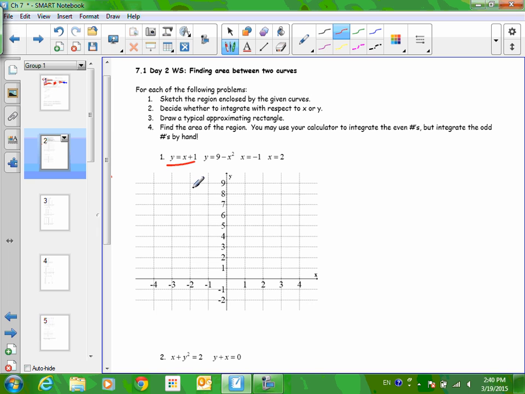So how do you guys feel about graphing y equals x plus 1? Good. You should feel good. It's a line. And how many years have you been graphing lines? A lot. Okay, at least since 8th grade. All right, for most of you. Okay, so y equals x plus 1, and let's go ahead and label it. y equals x plus 1.